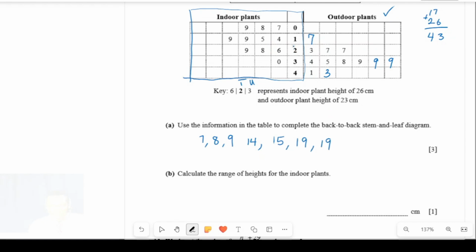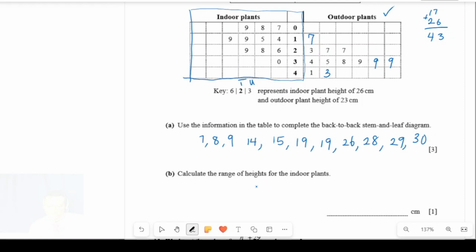Then come to this point here. So you have 26, 28, 29. So the next one is 26, 28, 29, stem and leaf. Then the biggest here is 30. Now 40, there is nothing. But remember, we were told that there are 11 of them. So let's count if it's complete. 1, 2, 3, 4, 5, 6, 7, 8, 9, 10, 11. So the indoor plants are correct.